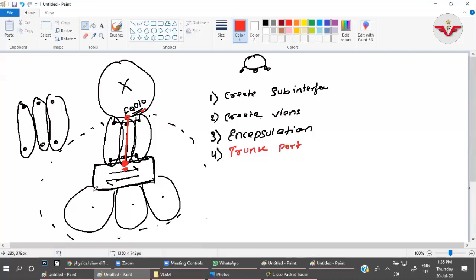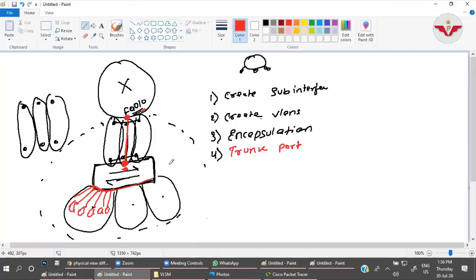The port which is providing the connectivity to the end devices. Suppose here also we have 24 ports. The port through which I am giving the connectivity to the end devices would be the access port. The port which is connected between internetworking devices like a switch or router would be the trunk port. Trunk port carries the VLAN information from one internetworking device to another. So whenever you are connecting two internetworking devices like router or switch, just for carrying the VLAN information, that port would be the trunk port.